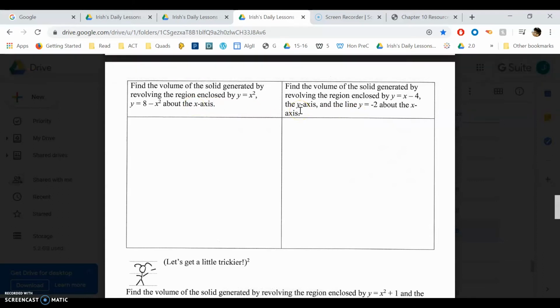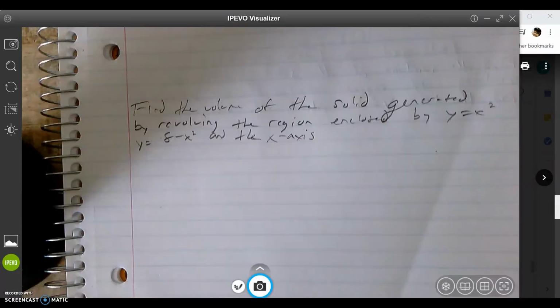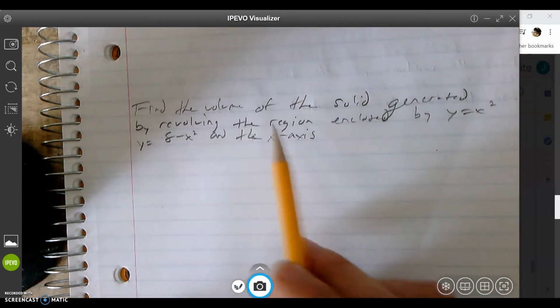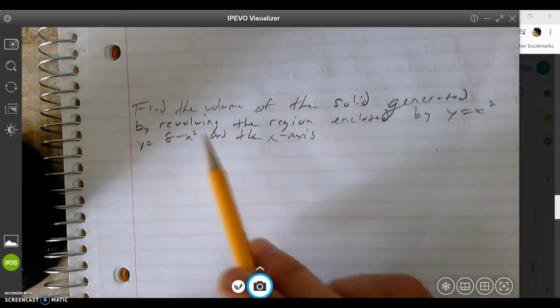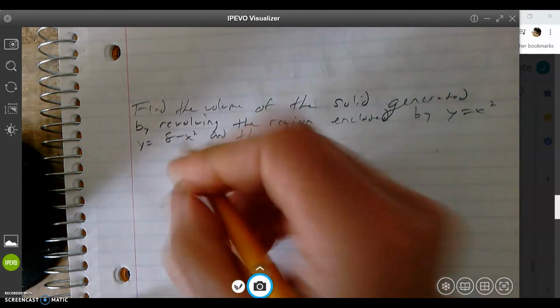All right, here we go. Let me do it. Bam. Okay, so find the volume of a solid generated by revolving the region enclosed by y equals x squared and y equals 8 minus x squared about the x-axis.